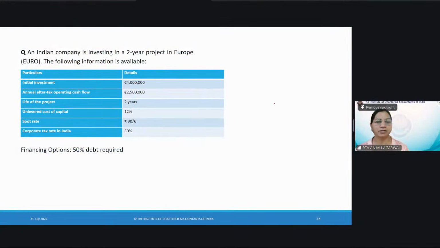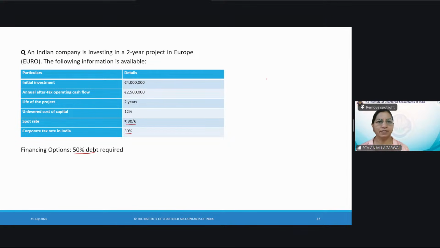Life of the project is 2 years. The unlevered cost of capital is 12%. The spot rate at present is €1 is rupee 90. Corporate tax rates in India is 30%. And whatever the amount, 50% of the money will come through debt. So 50% debt would be required.